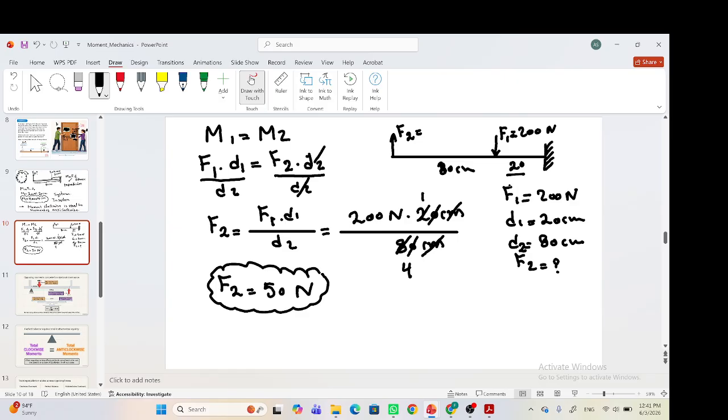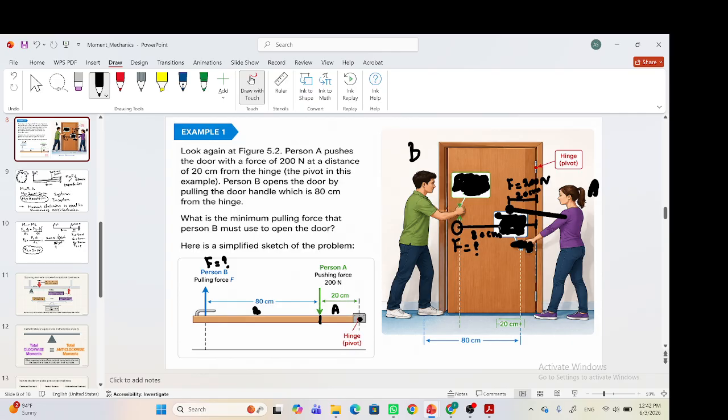So what does it mean in this condition? Let me bring the real picture here. See how interesting this picture is. The first person, this person A, should use 200 newtons force with the 20 centimeter distance to be equal to this person, who is applying just 50 newtons force with 80 centimeter distance. Moment is equal to force multiplied by distance, so as we increase the distance, the amount of force will be decreased.